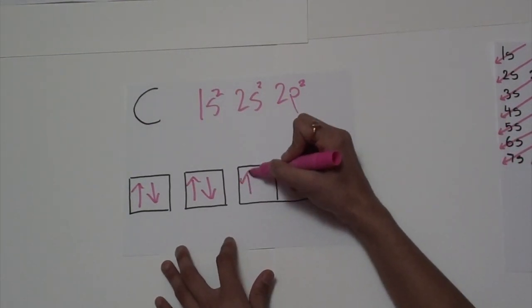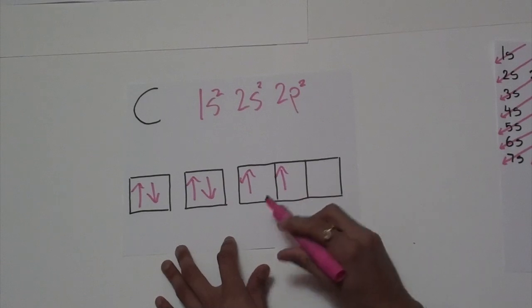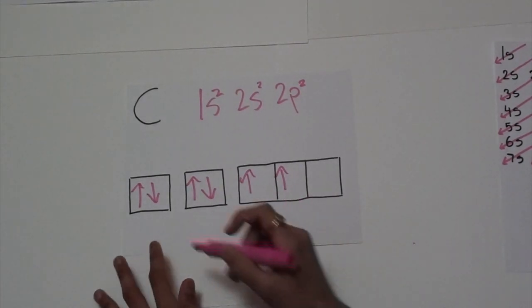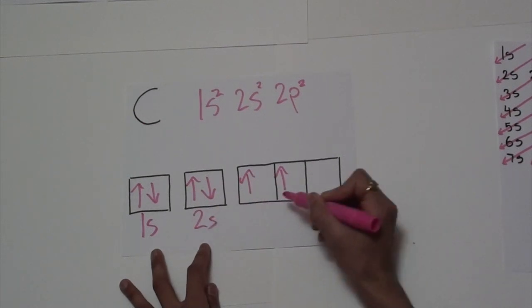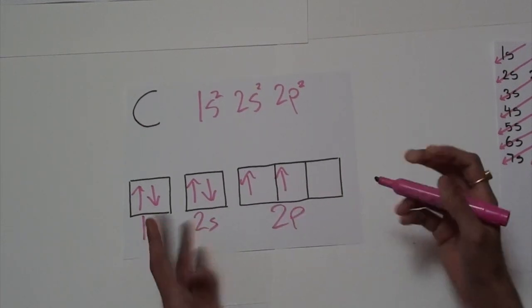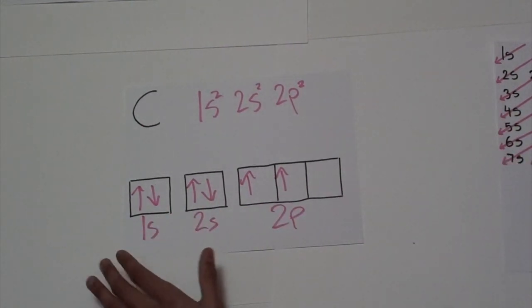So you do one arrow up and one arrow up. Remember, you have to follow the Hund's rule. Now last step is labeling your energy levels, so 2p. And that's basically the process.